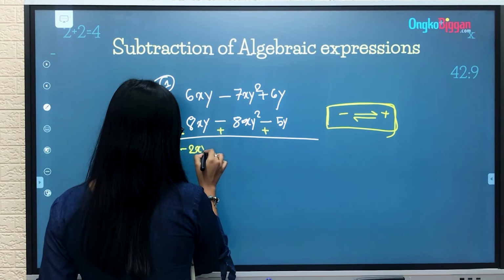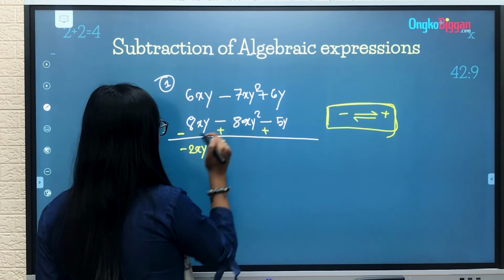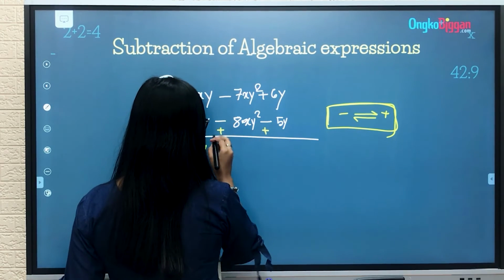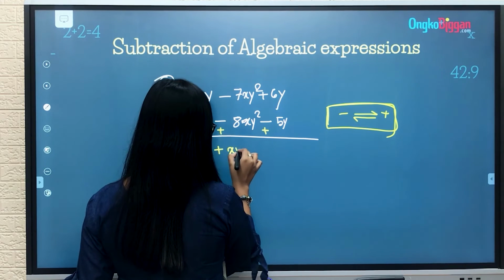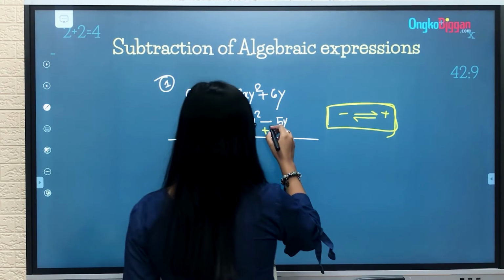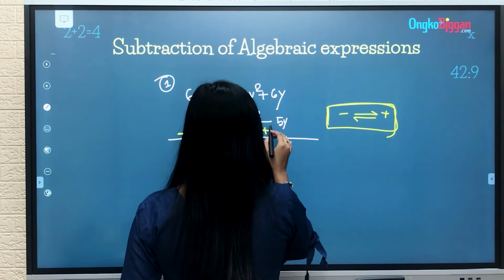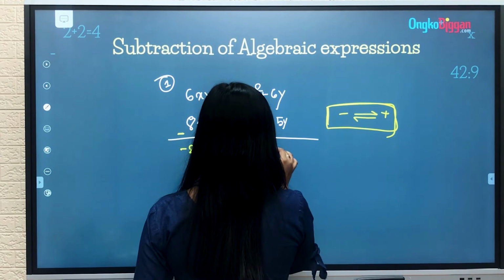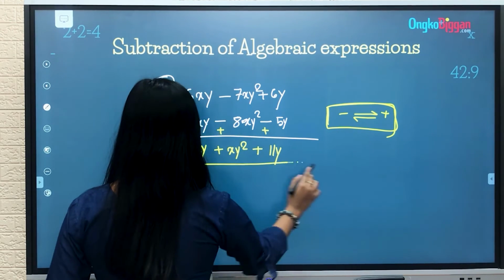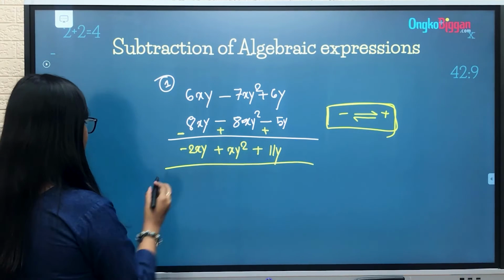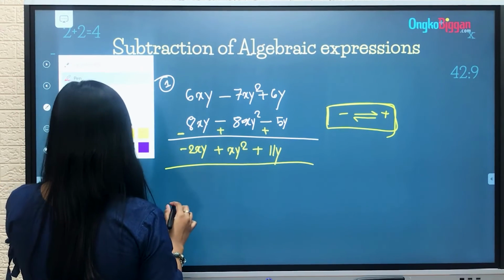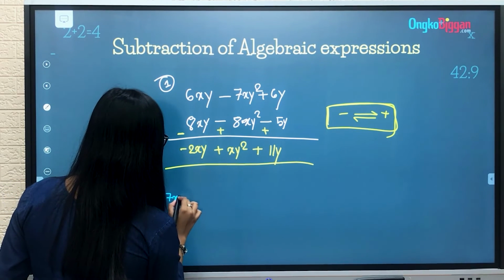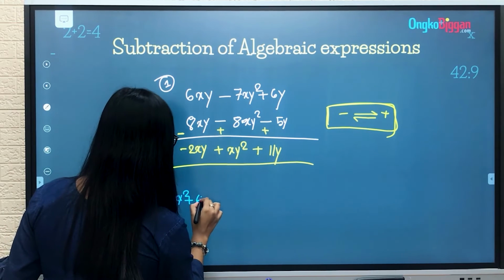minus 2xy. Then we have 8xy squared minus 7xy squared, then we are getting plus xy squared. Then we are getting here plus plus, that means plus 6 plus 5, 11y. So you might be confused, I am writing in a single sentence that it will be like 6xy minus 7xy squared plus 6y.